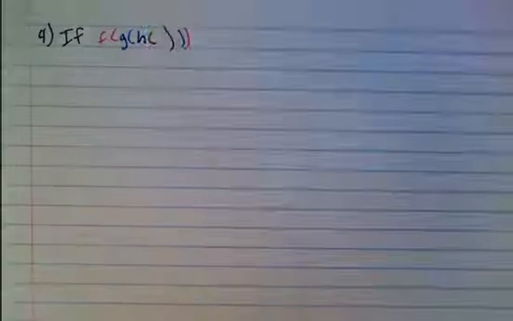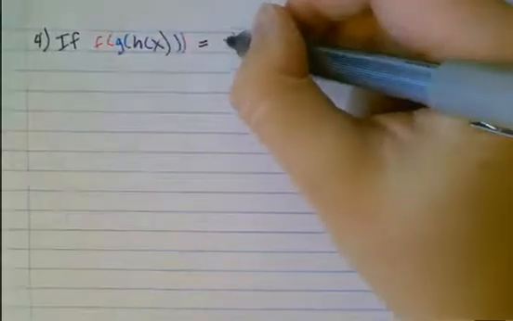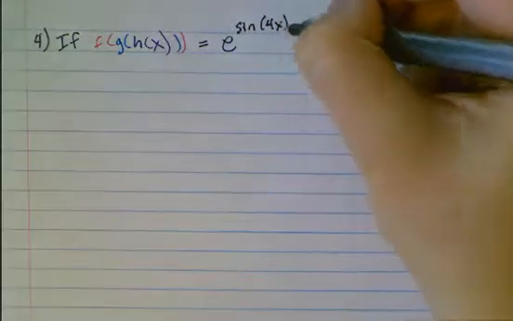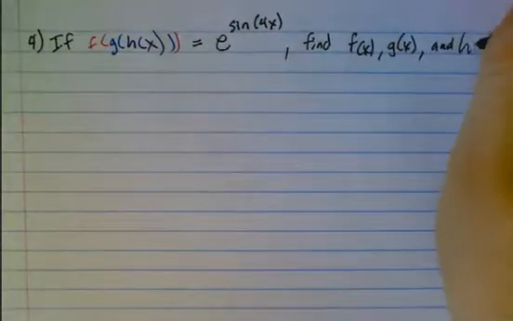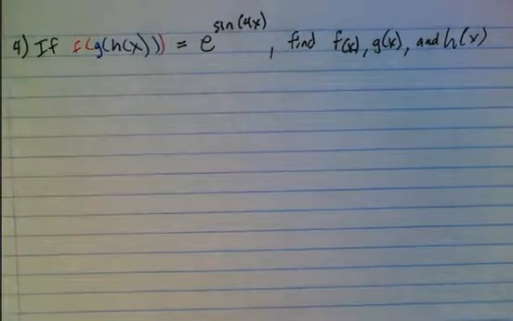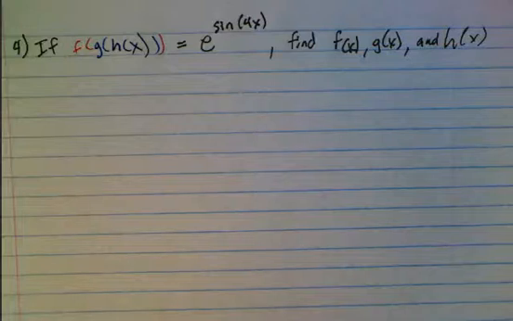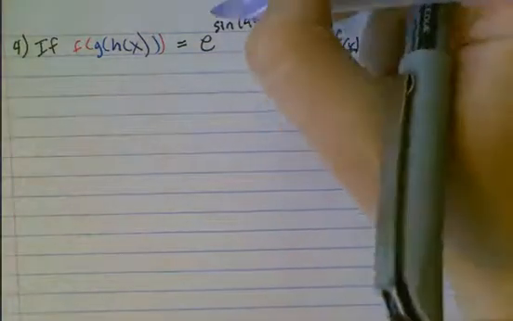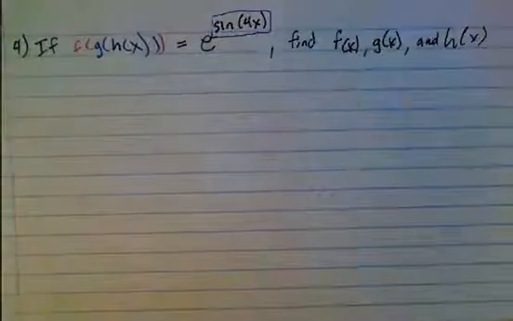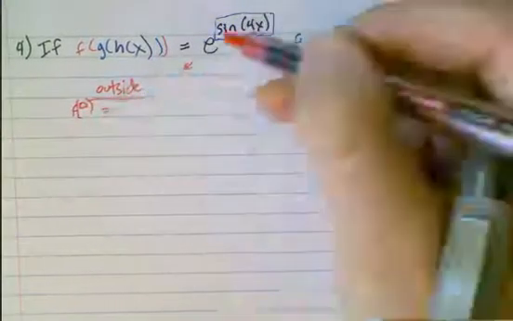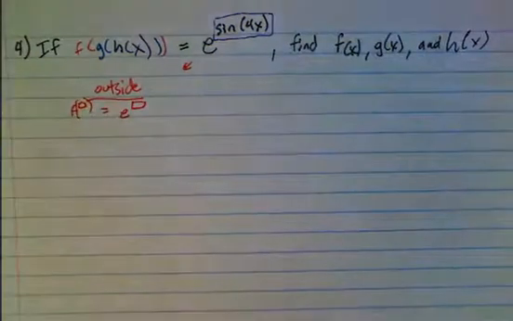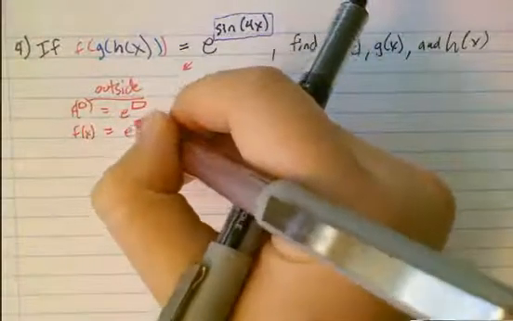If f of g of h of x equals e to the sine of 4x, find f of x, g of x, and h of x. Okay, pause the video, go ahead and try that. Okay, so working from the outside, we want to make the biggest box possible. We know an exponential function is a box function, so we've got one box right here. This is e to the box, so that means that f of x is e to the x.